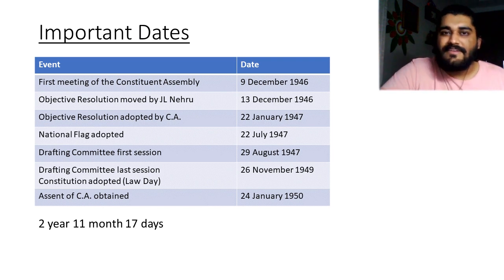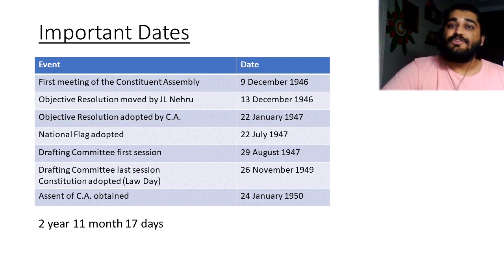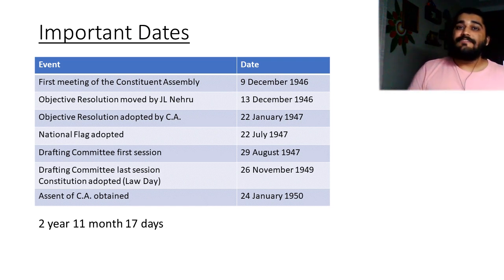Another important event that happened in 1947 is that the drafting committee held its first session. The first time that the drafting committee came together and started drafting the constitution. They tabled drafts, they tabled amendments, they sought to see whether or not some amendments could be made to the draft or not. So the constitution started taking shape from the 29th of August 1947.